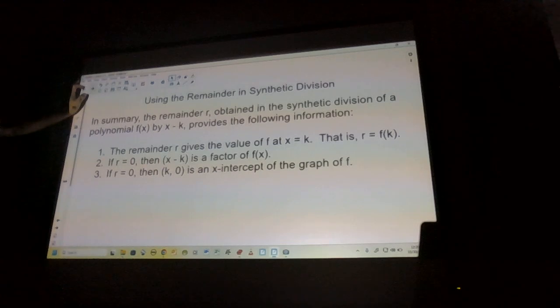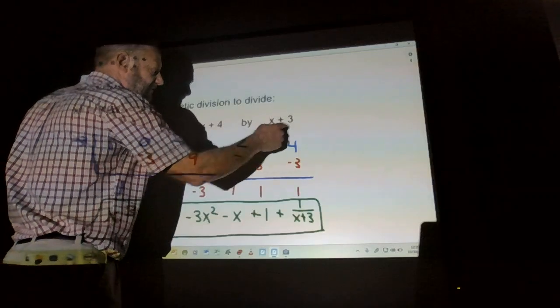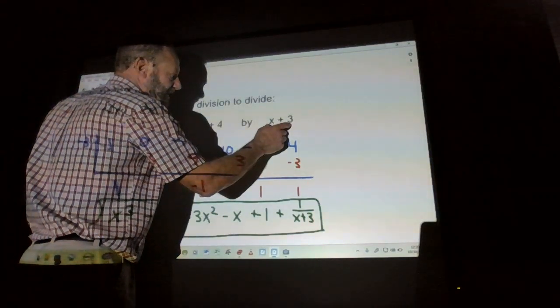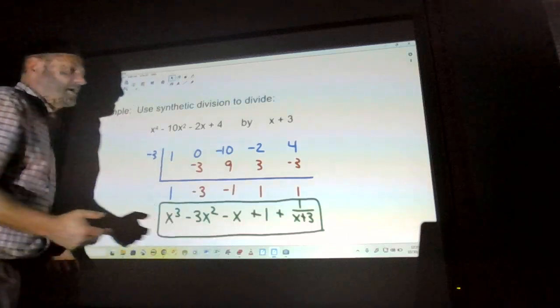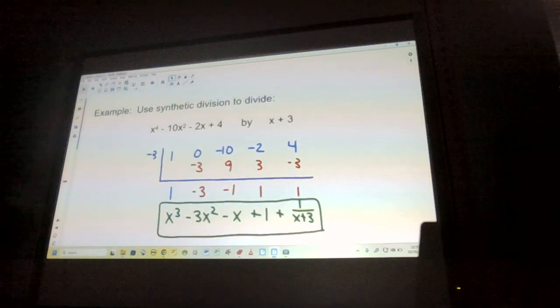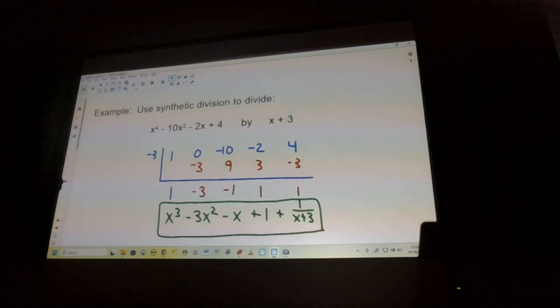We already kind of knew that. If it divides evenly, then that's a factor, and if that equals 0, you can solve it. So x would be negative 3. Negative 3 would be a 0. The graph of the polynomial would cross the x-axis at that point.